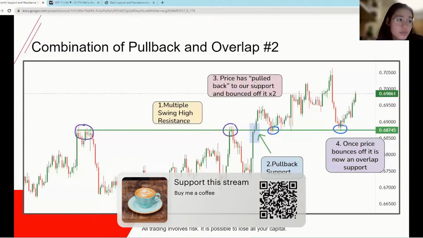So then it continues and price has pulled back to our support and bounced off of it twice. You can take a look at the blue circles here. Once it bounces off of the level, even just the first time, it is an overlap support. Overlap because we have a swing high and a swing low that line up nicely together. So you can see it bounced off once and it bounced off a second time. And that's pretty typical of an overlap resistance. It's likely to test the level once again.